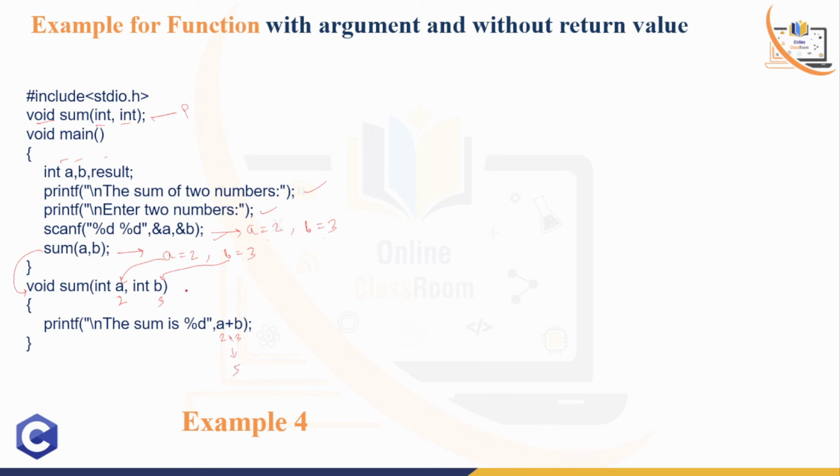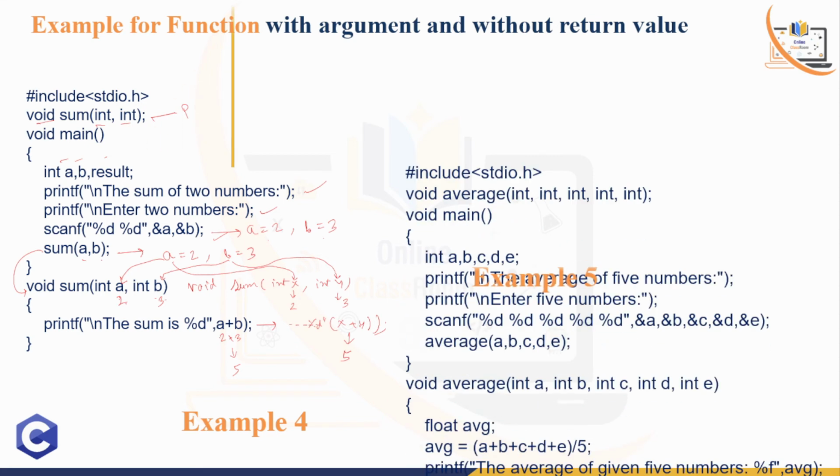Now suppose anyone writes void sum, int x comma int y, and this portion all is same, with %d, x plus y like this. Then what happened? We are just calling this function with A, B, but here only the names are changed. No issue, no problem. This A is automatically mapped with this x and this B will automatically map with this y. Now the value of x equals to 2 and value of y equals to 3, and after that again the output will be same, right? So in that way we can write the same program in some different forms basically.